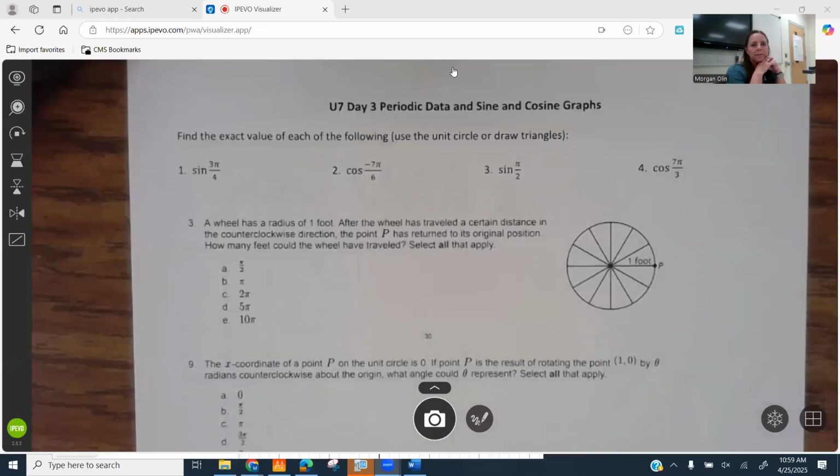Today we are Unit 7, Day 3. So let's start off with a warm-up from yesterday. Find the exact value of each of the following. You can either use your unit circle or draw triangles.